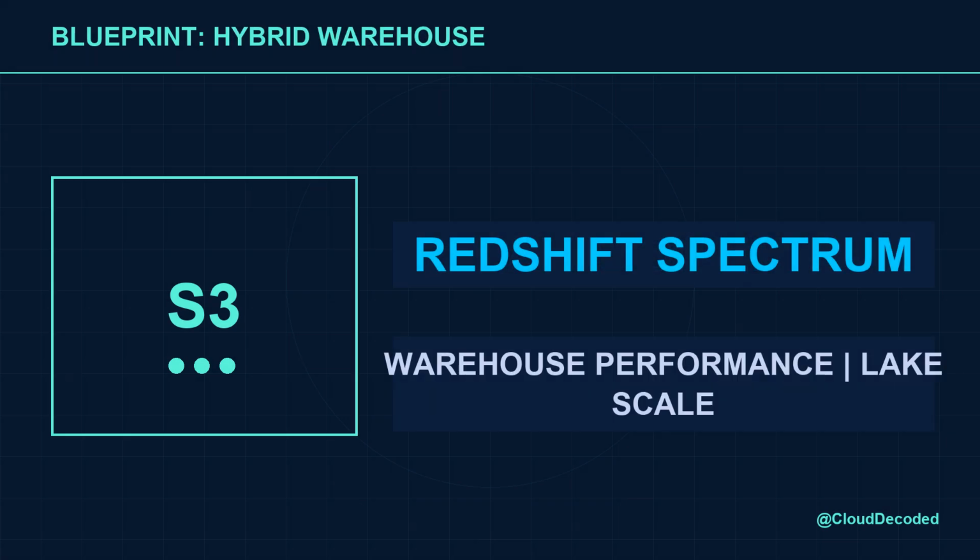If you already use a Redshift data warehouse, you don't have to choose between a warehouse or a lake. Redshift Spectrum allows you to run SQL queries against exabytes of data in S3 without loading it into Redshift first. This hybrid approach gives you the performance of a warehouse for your hot data and the scale of a lake for your cold historical data.